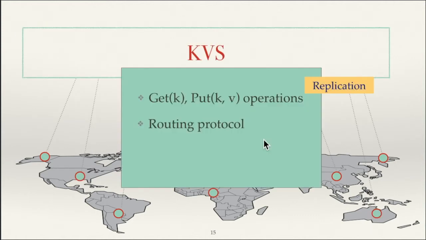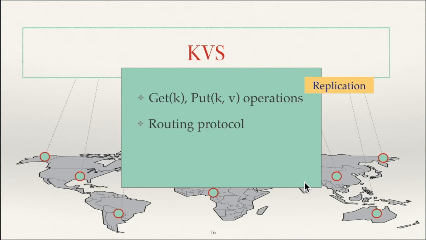Okay. So apart from these get and put operations, these key value stores also support a routing protocol, which essentially is a communication protocol that nodes use to talk to each other, right? Because nodes are not just in one place, they're spread all over the world. So they need to talk to each other, for which they use this specific routing protocol that comes with the key value store.